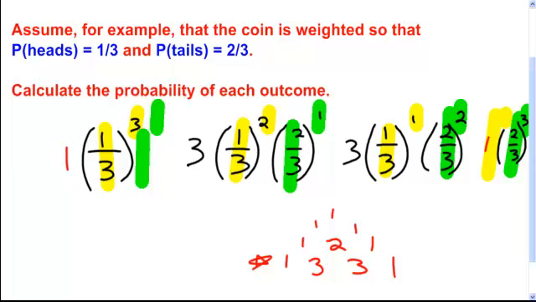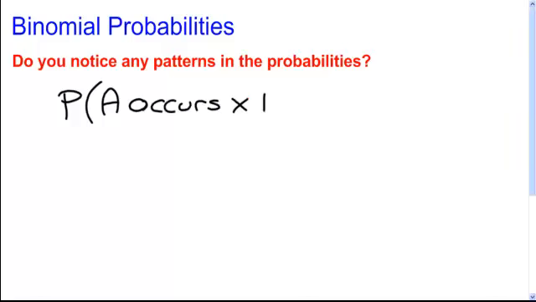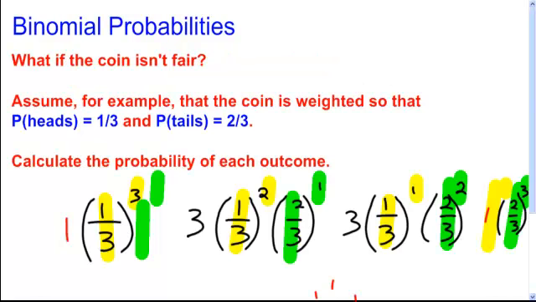Dropping by degree and increasing by degree. So the probability P of the probability that A occurs X times and A not happening occurs N minus X times. So if you go back, this is a 0, that's 3 times total, 2 and 1, 1 and 2, 0 and 3.